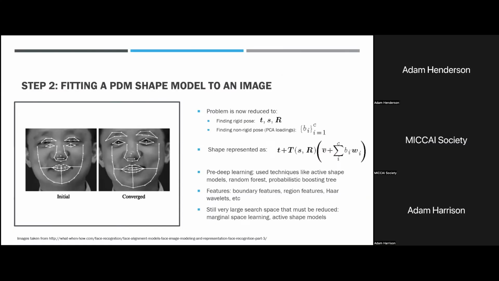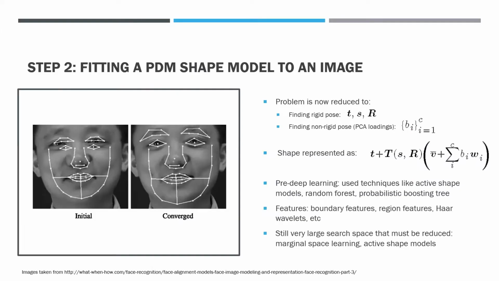So once you construct a shape model, you want to do something with it. In our case, we want to use it to segment an image in a constrained way. Once you have a shape model, segmentation is reduced to finding rigid pose, so basically the translation, scale and rotation of your model, and non-rigid pose, which typically means the PCA loadings that will deform your shape. And so you want to find these global parameters to fit the image in question.